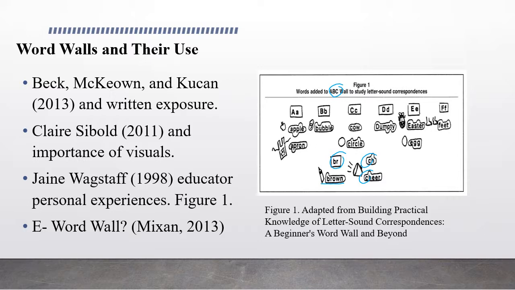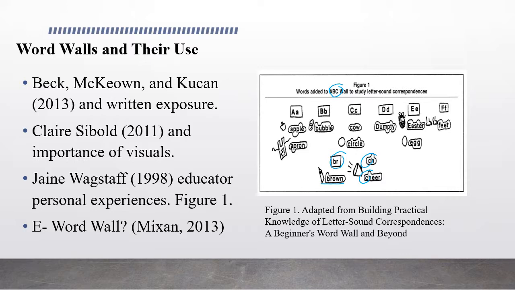Students are already coming in with a base of knowledge of words that they hear orally all the time. They absorb these words from their environment, and so they already know these words. But if you want a student to learn an academic vocabulary word, then you need to have it in a written form. It needs to be exposure, and it needs to be visual for a student to better understand this knowledge or this word. Claire Siebold highlights the importance of visuals.